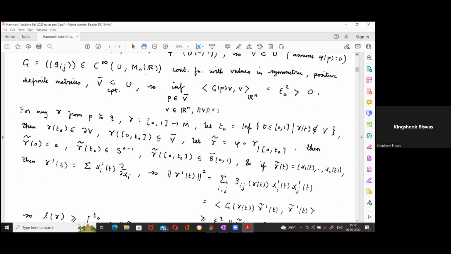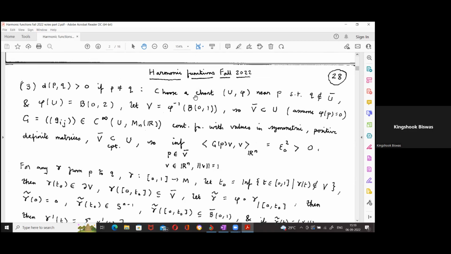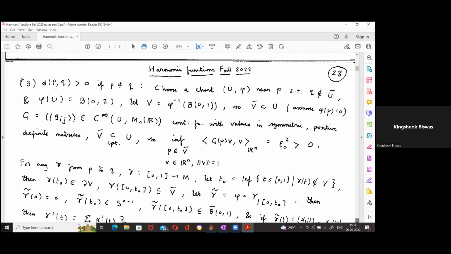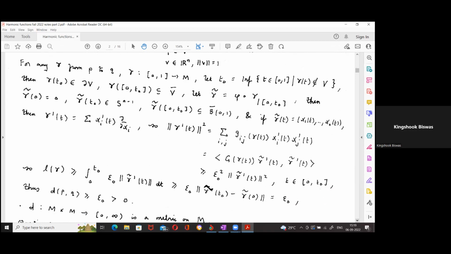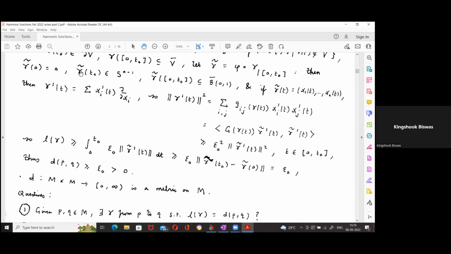Remember phi and V were chosen so that phi of V is equal to the unit ball. So phi of boundary V is equal to the unit sphere. Therefore, gamma tilde of T naught belongs to S^(n-1). And gamma tilde of the interval 0 to T naught is contained in the closed unit ball.